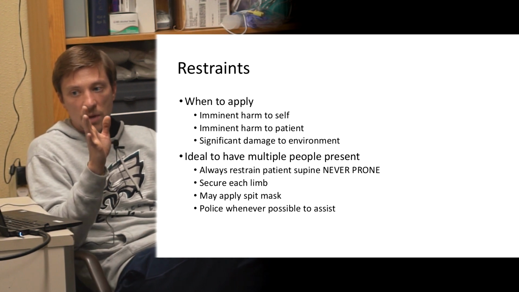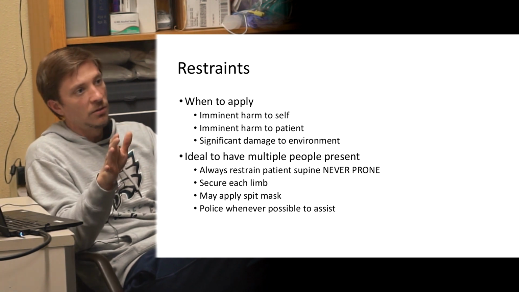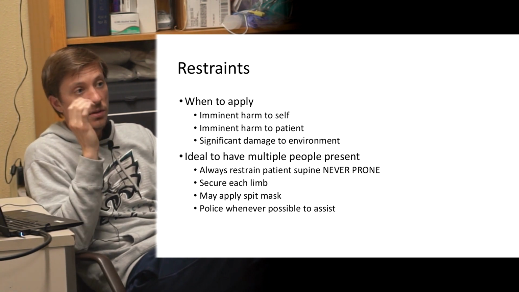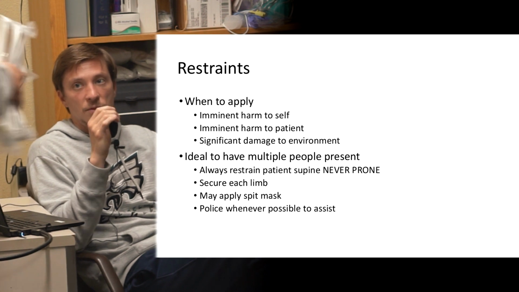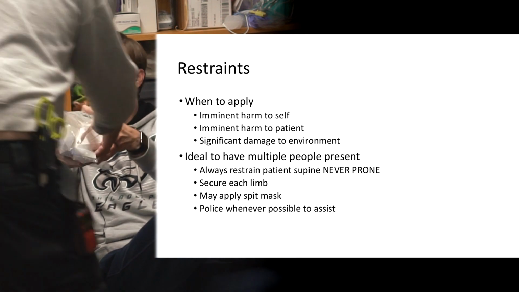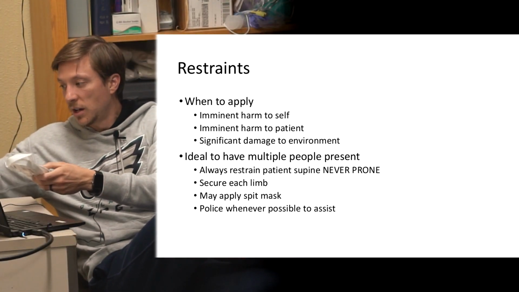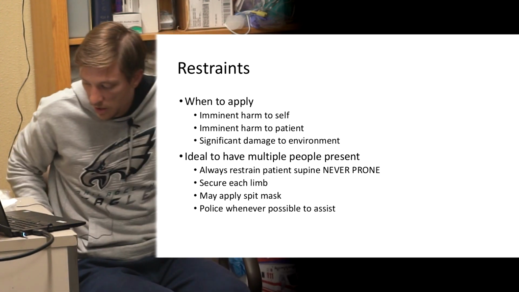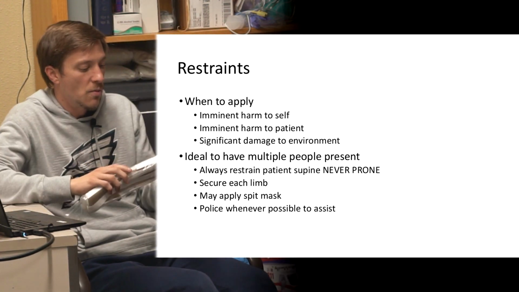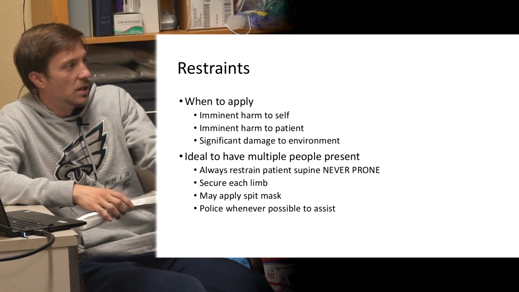Always restrain somebody supine, so laying on their back, never face down. That's one of those very important ones, where if someone is restrained face down, they're at higher risk. Yes. So if they're restrained face down, there's higher risk of positional asphyxia. So it can cut off their airway, and they won't be able to breathe. And so they always need to be face up.